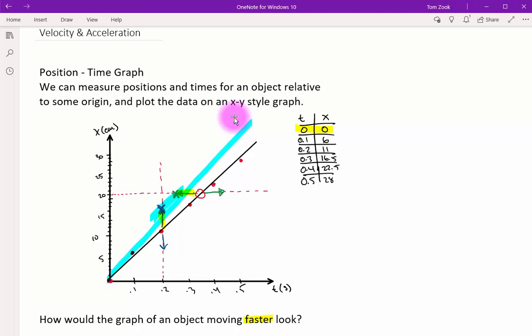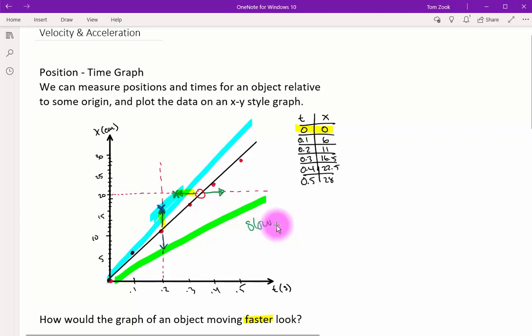If something were going slower, see if I have a color for slower here. If something is going slower, the line should have a lower slope, because in that same time it would go less distance. Or for the same change in position, it should take greater time because it's moving slower. So we would have a slower graph and a faster graph. Now that is, of course, assuming that all objects are starting at the origin, 0 position, 0 time.